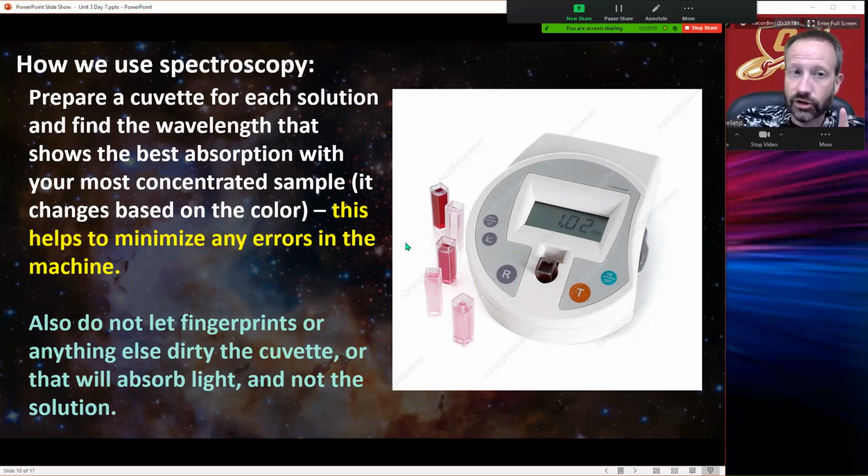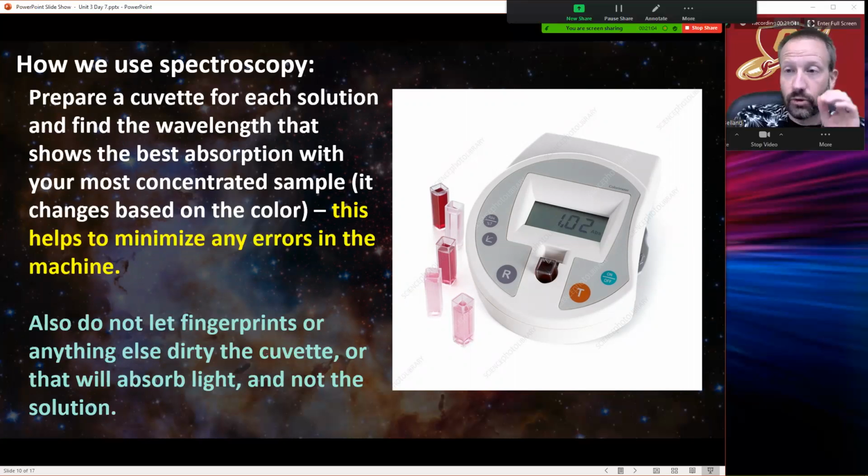Now notice, all of these cuvettes, that's the name for them, all these cuvettes are the same size. That's awesome. Keeps the path length the same. And if the path length is the same, then absorption is directly proportional to the concentration. And that's exactly what I want to exploit to make this lab work, okay?